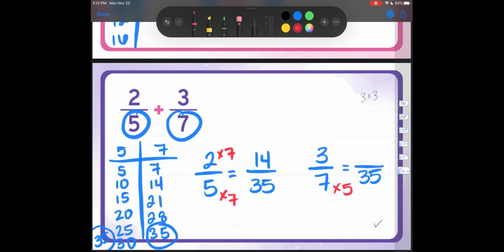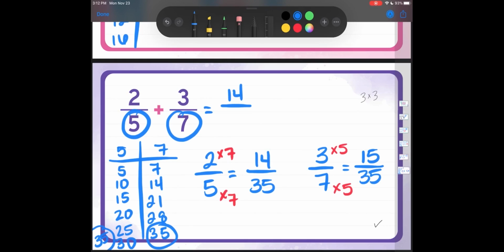So 2/5 is equal to 14 30/5. For 3/7, I know that 7 times 5 is 35. So we'll do 3 times 5 to get our new numerator. 3 times 5 is 15. So now we have our equivalent fractions.